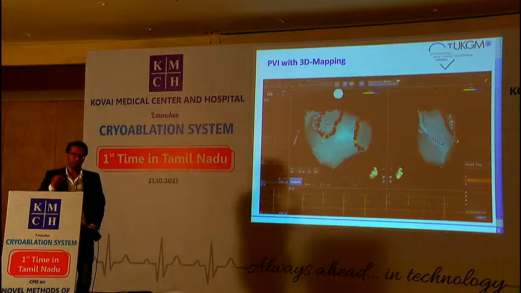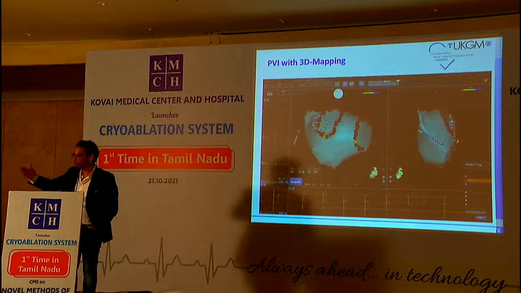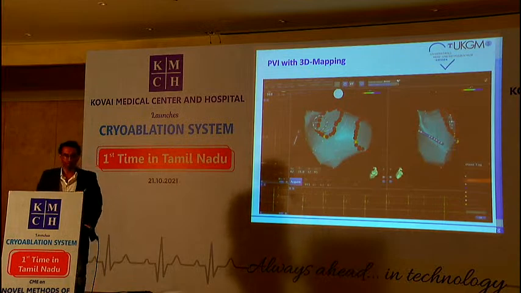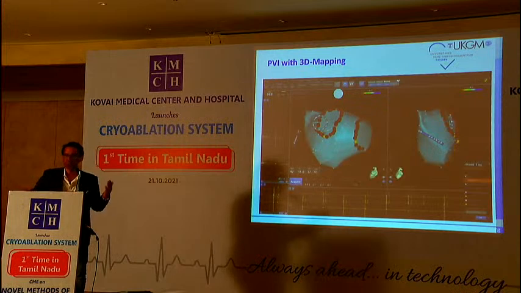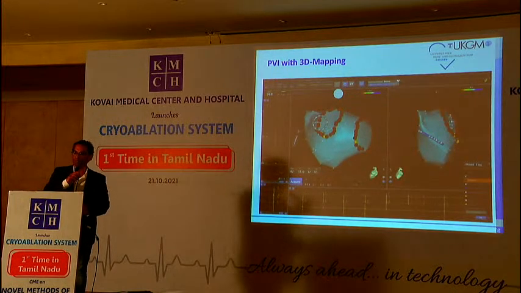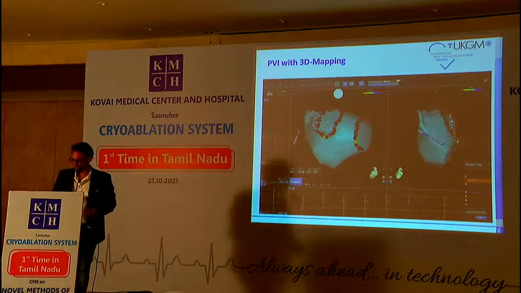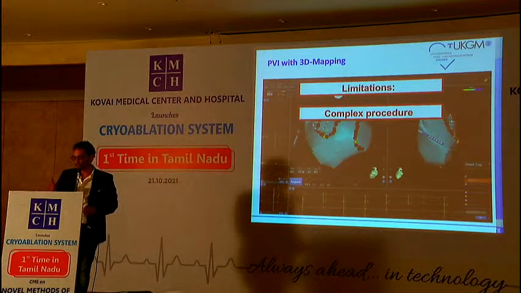But where is the problem? Why don't you have, just for example, every 10 kilometers between Coimbatore and Chennai, 100 EP labs? This is not too easy to do. There are a lot of limitations. These are very complex procedures.